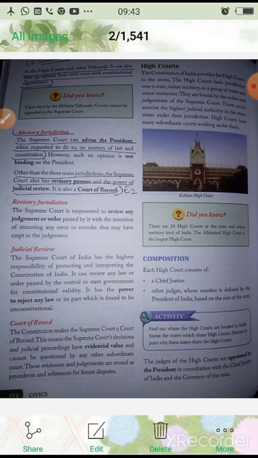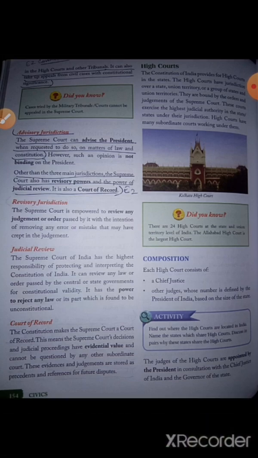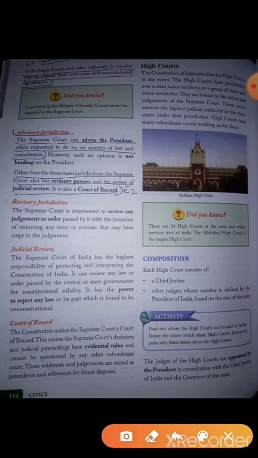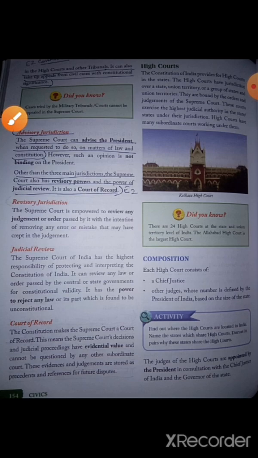Okay, now other than these three folds, like original, appellate and advisory, there are other jurisdictions also. And what are they? Revisory powers and the power of judicial review, and it is also a court of record. Now we shall learn what is revisory jurisdiction. The Supreme Court is empowered to review any judgment or order passed by it with the intention of removing any error or mistake that may have crept in the judgment.